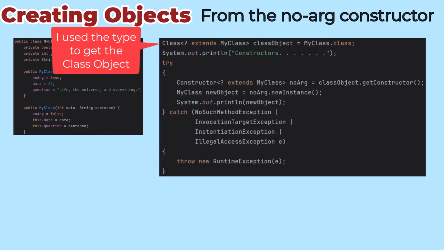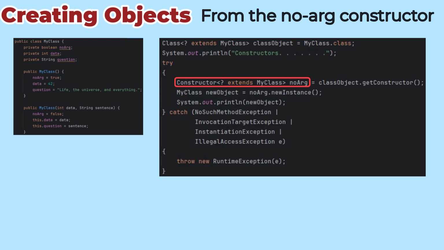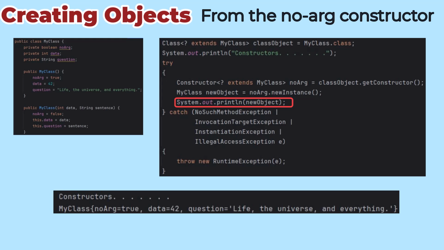I can get the no-arg constructor by calling getConstructor with no arguments. That gives me an instance of the constructor class, which has a generic that specifies what kinds of objects it's related to. Once I have that object, I can use it to create an instance of my class using the newInstance method. When I run this, you see that noObject has no-arg as true, and data defaulted to 42, and question as the life, the universe, and everything. So we definitely used the no-arg constructor to create it.